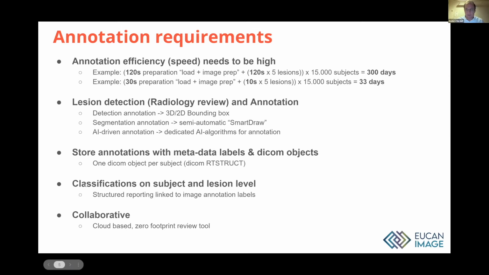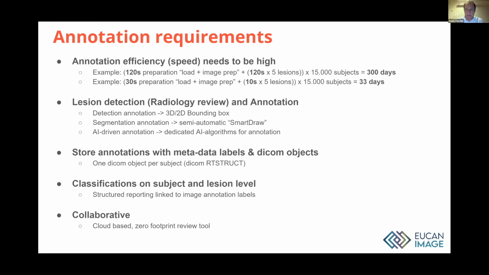And then when we have done image annotation, we also want to do classifications, and classifications can be both on the subject level, describing specifics about the disease on a subject level, or maybe more often in this case on the lesion level. So each lesion has a label, and to that label we have certain classifications, such as benign, malignant, what type of malignancy, etc.